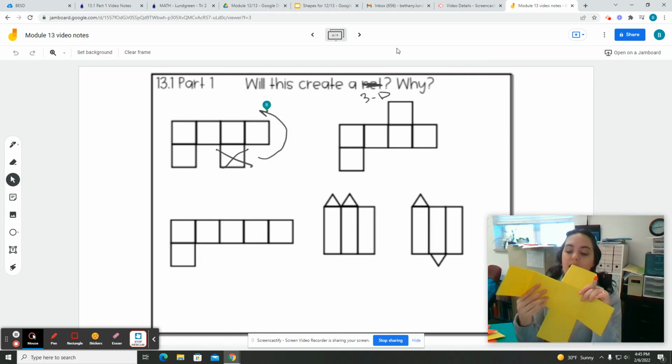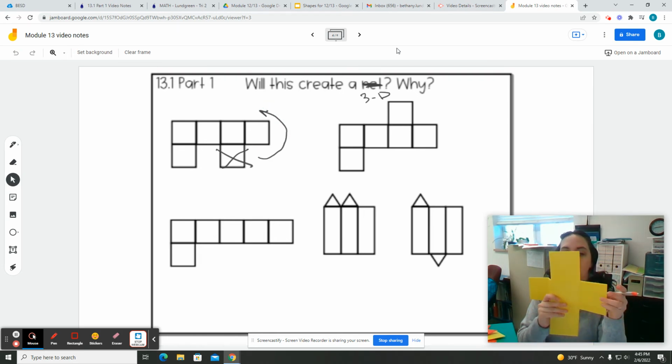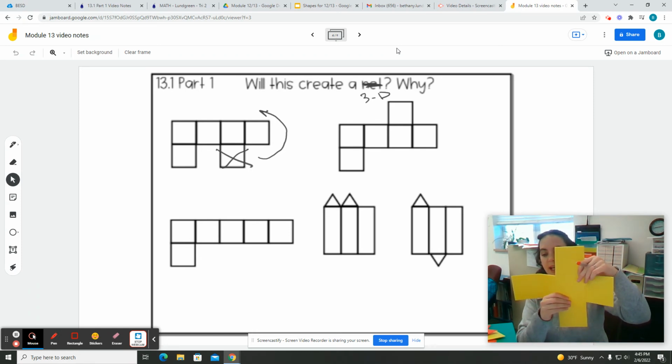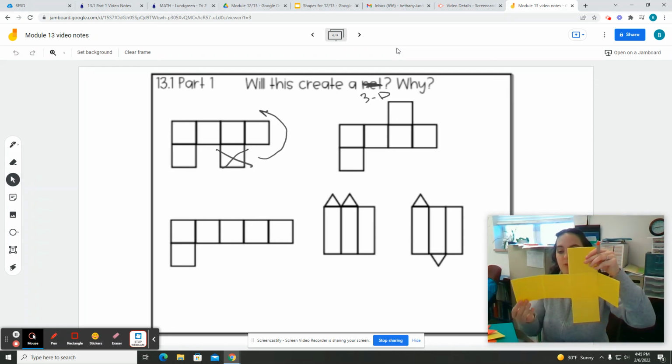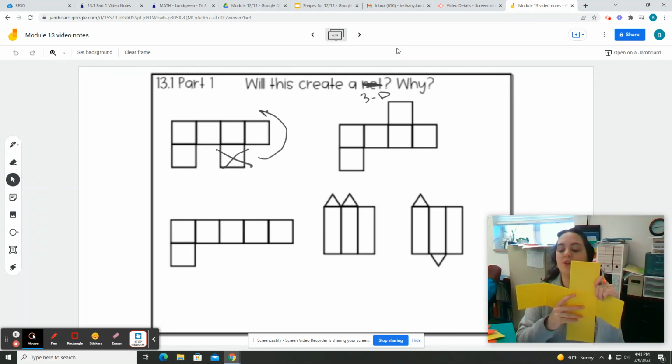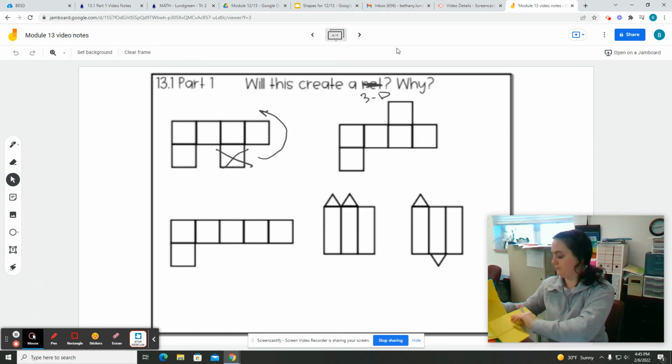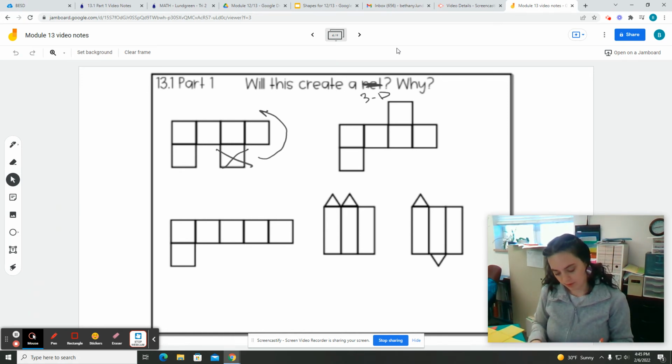Now it can go anywhere on the top, because look, see how the picture works? I can have one here, I can have one here, I could have this top one right here instead, I could have the bottom one down here instead. As long as you have one on the top and one on the bottom, you should be good. Okay. That first one's no. Let's look at the second one.